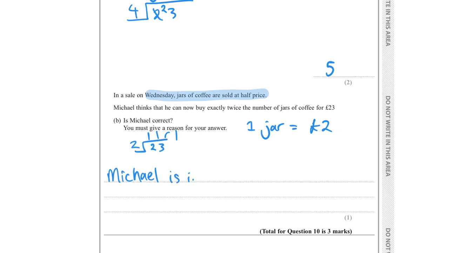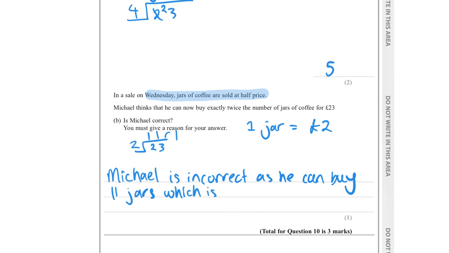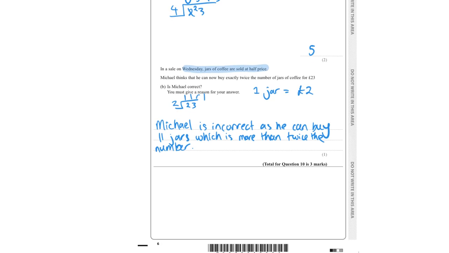Is incorrect, as he can buy 11 jars, which is more than double the 5. The best way to word it is more than twice the number. Or you could say something along the lines of, if you double 5 you get 10, we get 11, so we get more. Something like that would be fine. Okay, on to the next one.